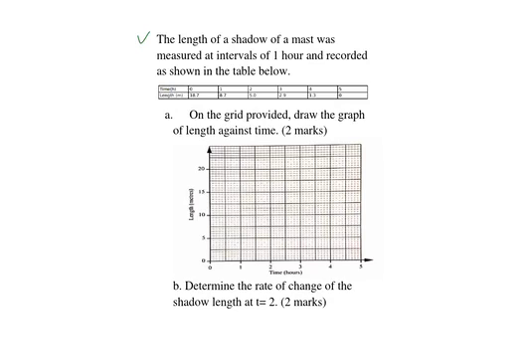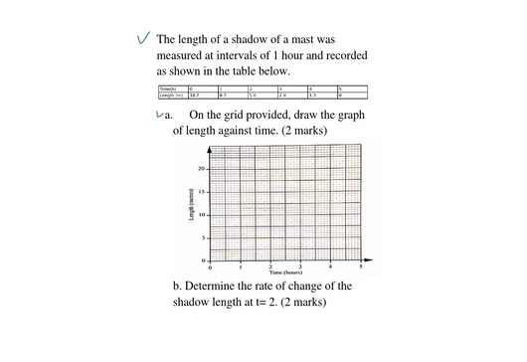Question 16. The length of a shadow of a mast was measured at intervals of 1 hour and recorded as shown in the table below. So we have the table, time is given in hours and the length given in meters. Part A, on the grid provided, draw the graph of length against time.